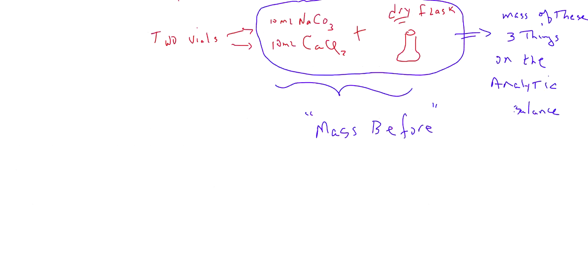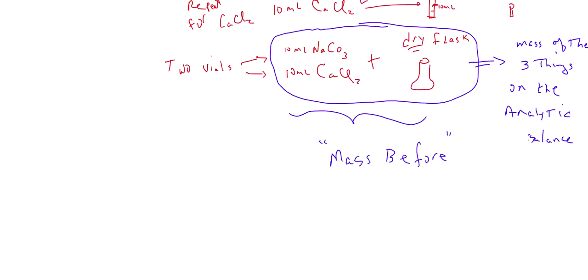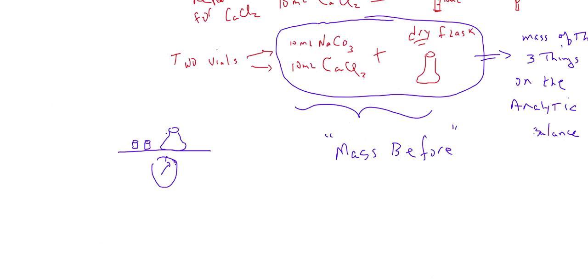Okay, so on our analytic balance, we've got this little vial, and the empty flask. Okay, and then we're going to get the mass. Okay, that's number 1.